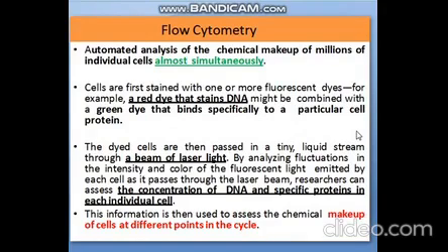When it is captured, it is measured, and there will be a specific output, and based on that output, scientists will decide that this cell belongs to this phase, or this cell belongs to this particular tissue, or something like that.